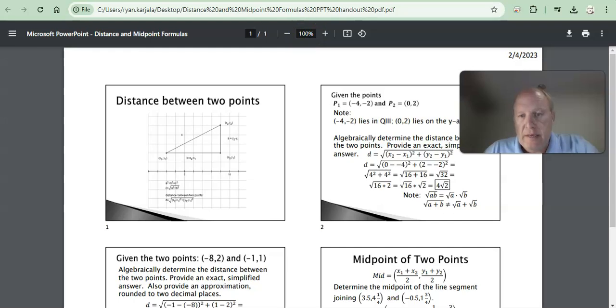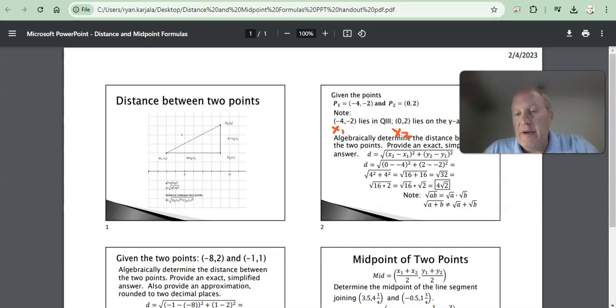So x1 is here, and x2 is here. You take those two values and you plug them in where it says x2, x1. You do the same thing for y2, y1, and then you do your math, and you get down to where you have the square root of 32.